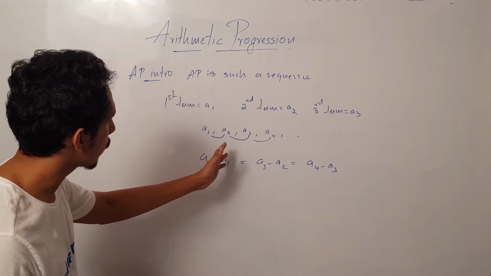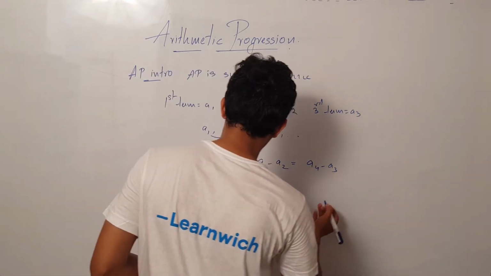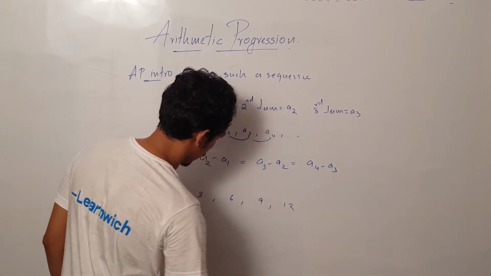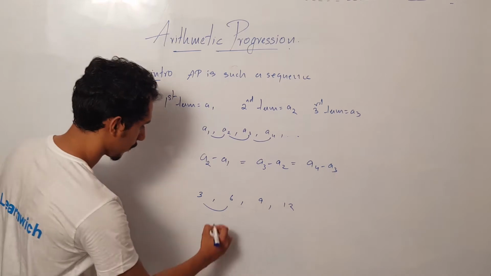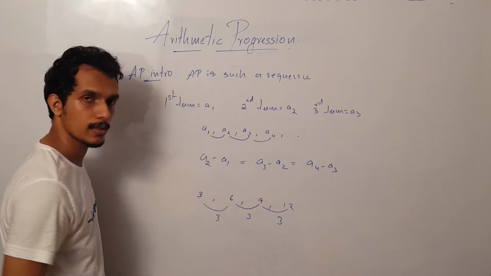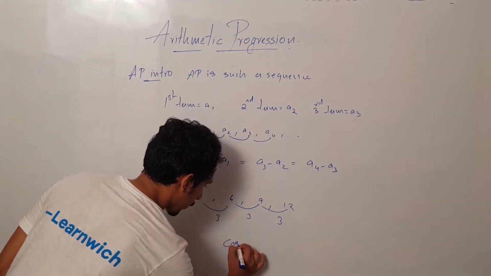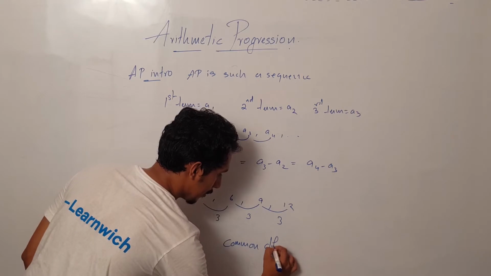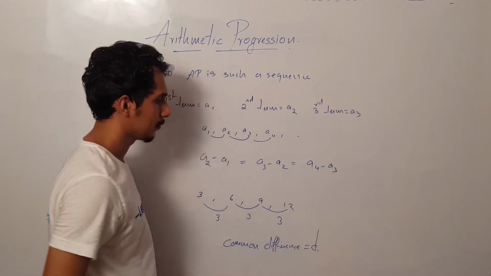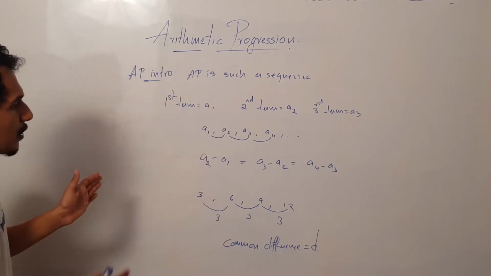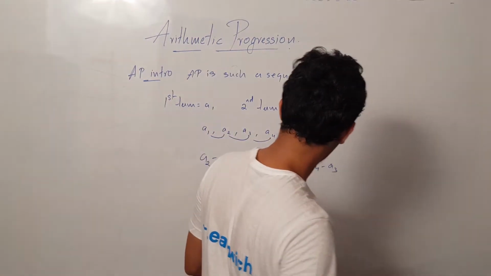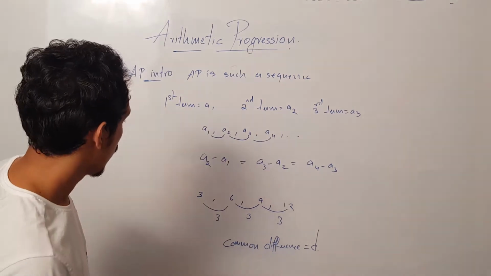There is a difference of a certain parameter. Let's look at an example like 3, 6, 9, 12, etc. What is 6 minus 3? That's 3. 9 minus 6 is again 3. 12 minus 9 is again 3. Okay, so there is a common difference called D. So AP is such a sequence which is separated by a certain value, which is what we call D.